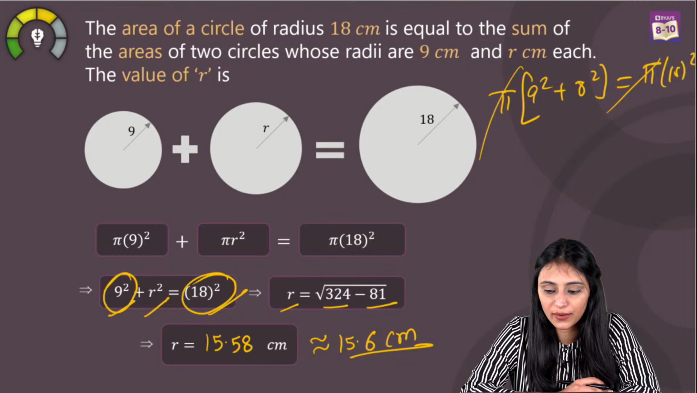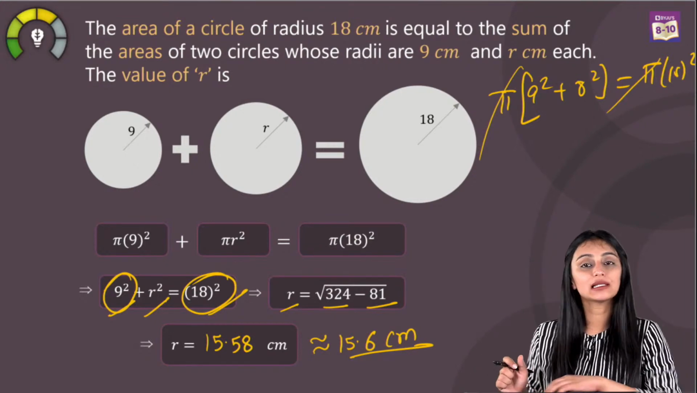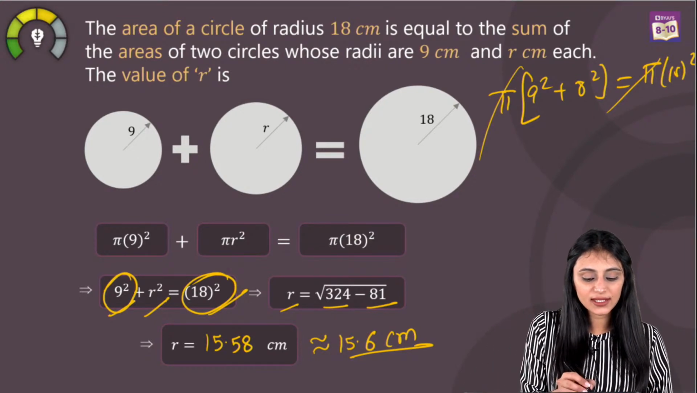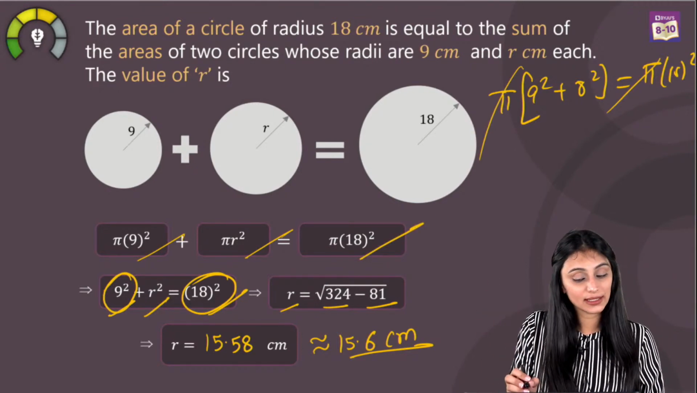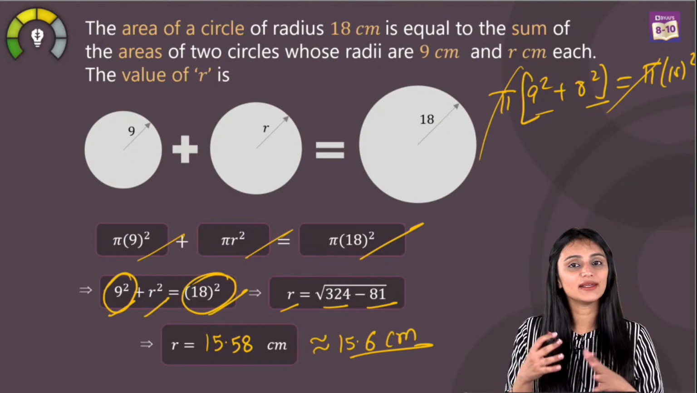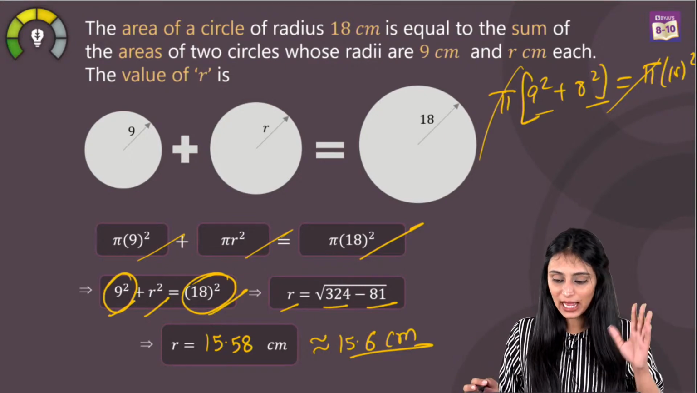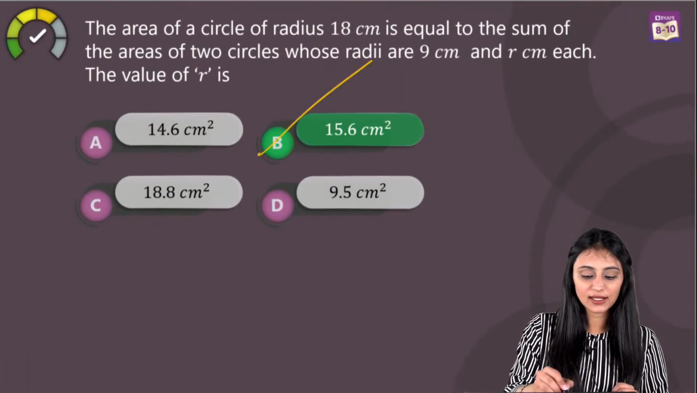Alright, okay, this is clear, right? So simply what we have done is we got the areas, we added them up, that's equal to this. You take pi common, it gets cancelled out. So simplify this, you will get the value of r, right? Okay, so option B is the right answer for this question.